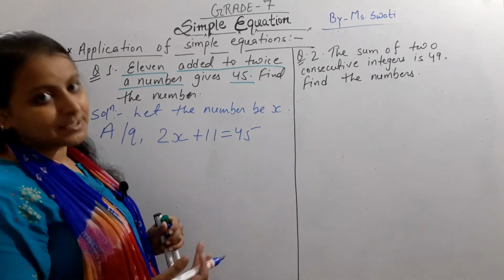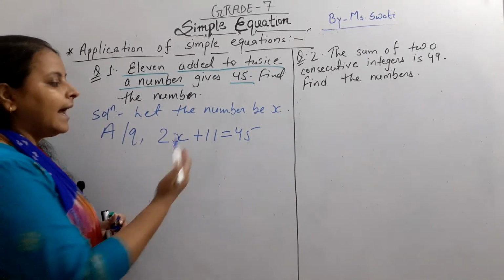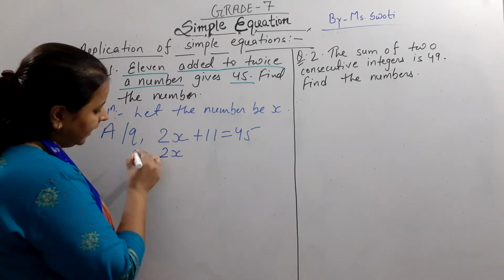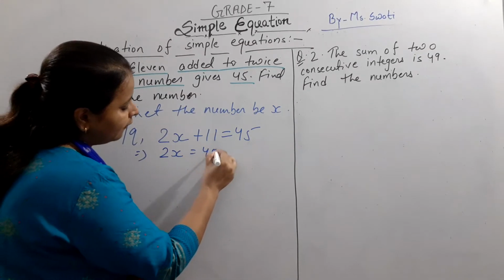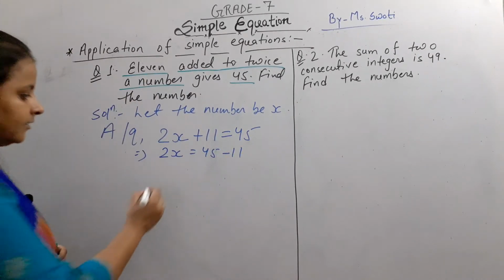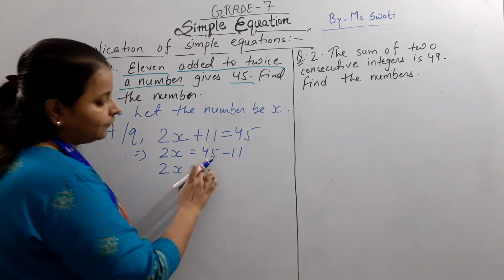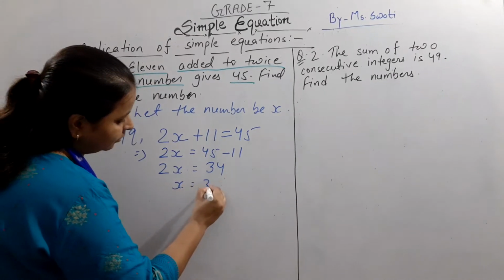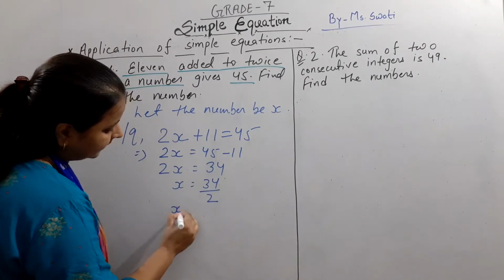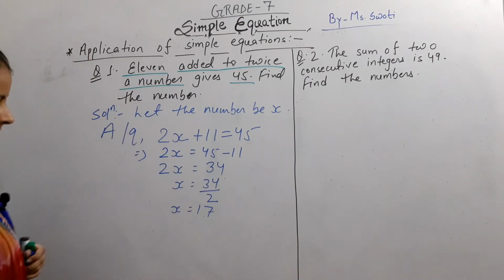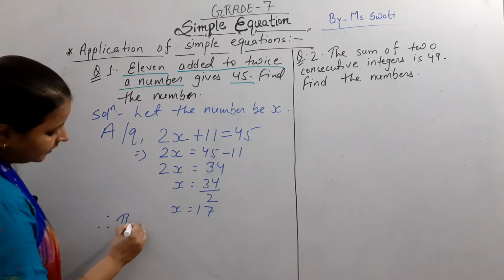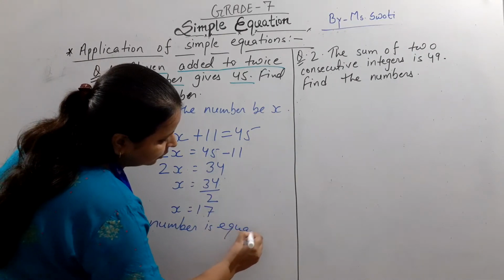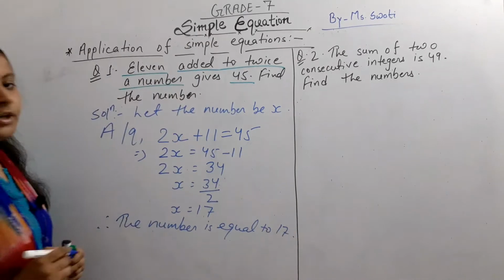Now we apply here the transposition method, that is we arrange the variable on one side and constant on the other side. So it becomes 2x is equal to 45 minus 11. We get here 34, and x is equal to 34 by 2. We get the value of x is equal to 17. Therefore, the number is equal to 17.